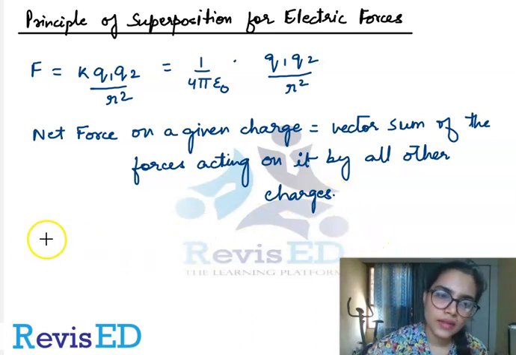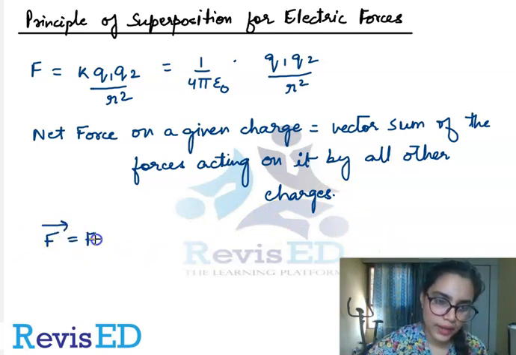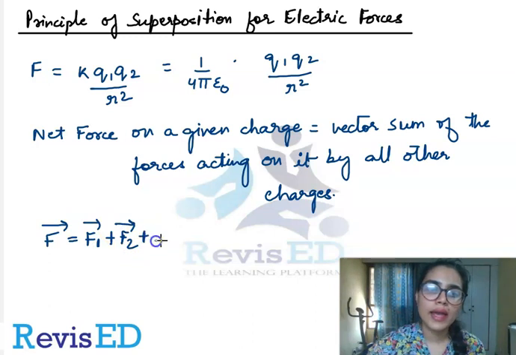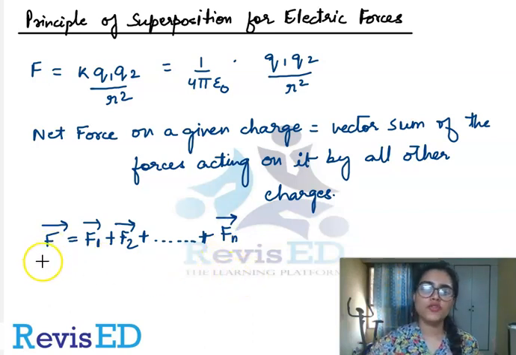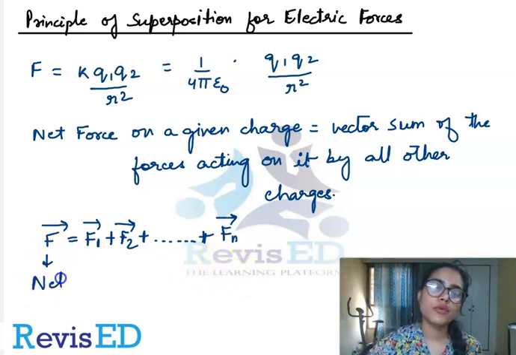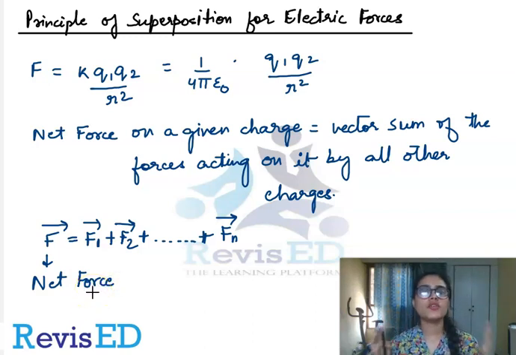So in mathematical form, F, which is the net force, is equal to F1 vector plus F2 vector, and so on, since the body is going to have n number of forces, up to Fn vector. So this is the net force on a body. This is what the principle says.